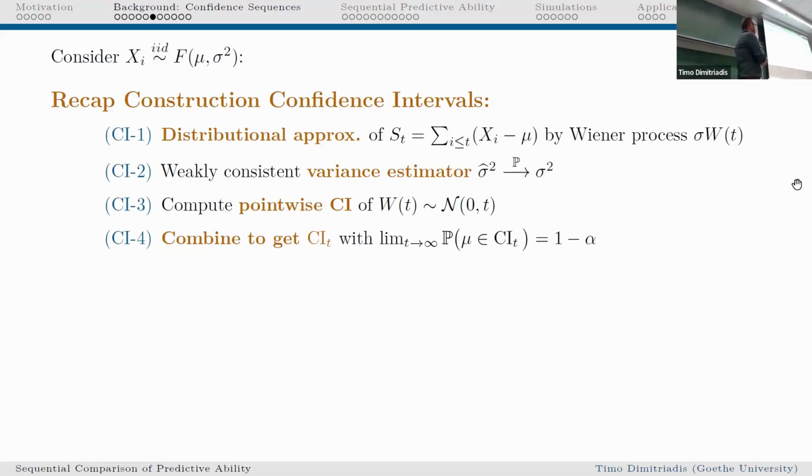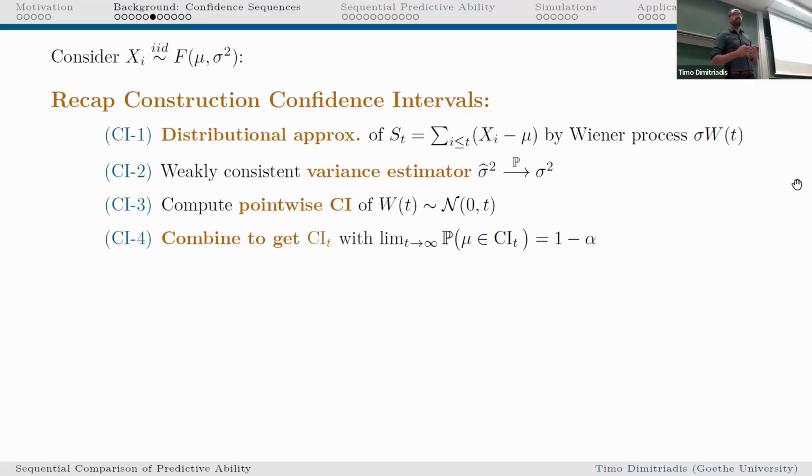We get a weakly consistent estimator, so convergence in probability is what we need. We get a pointwise confidence interval of that Wiener process or normal distribution. That's just the quantile you usually have in confidence intervals. And then we put all that together: the CLT, the weak law of large numbers for the variance estimator, and this normal quantile to get such a confidence interval.